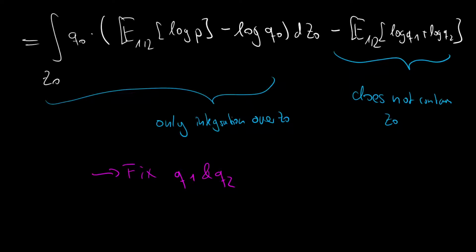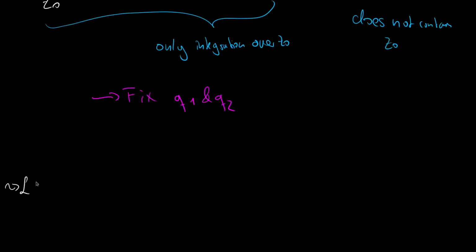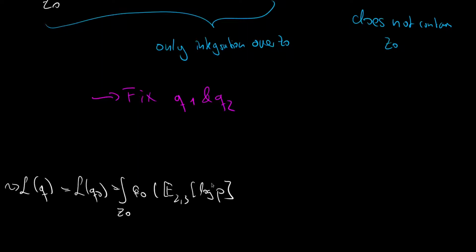Then our ELBO is given as the summation of a functional over Q0 and a constant term. Then the ELBO over Q is the ELBO over Q0, which then is the integral over Z0 of Q0 times the expectation 2,3 over the logarithm of the joint. And recall, the joint contains all the latent random variables, minus the logarithm of Q0, then dQ0, and then minus something that's constant, so we can also make it a plus here. That was a long derivation, and we can now plug this back into our optimization problem.